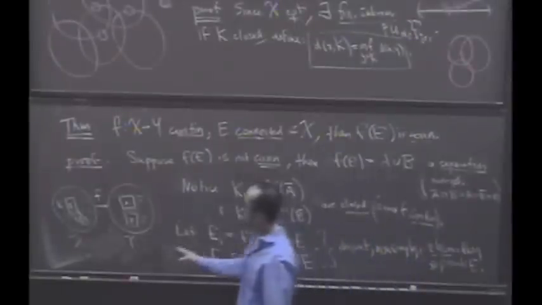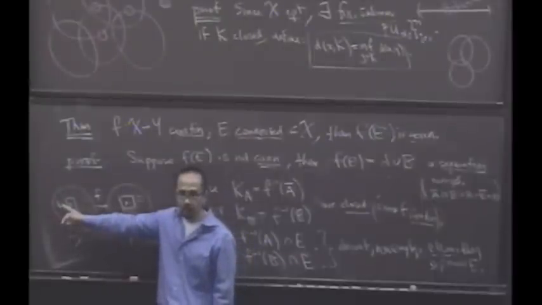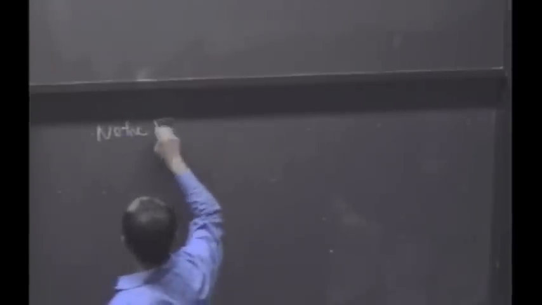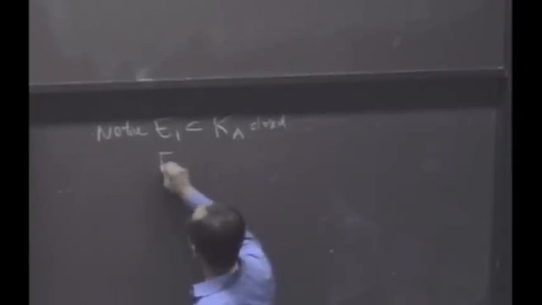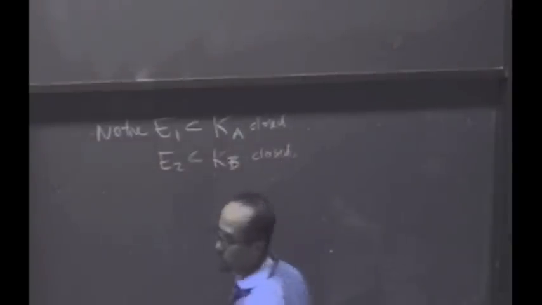Well, notice that E1, I claim there's something very interesting. So the picture should be analogous here. E1 is contained in KA, which is closed. Let's see, why is it contained in? Oh, it's the inverse image of something smaller, right? In E. Okay, good. And in fact, E2 is contained in KB, which is also closed, right?